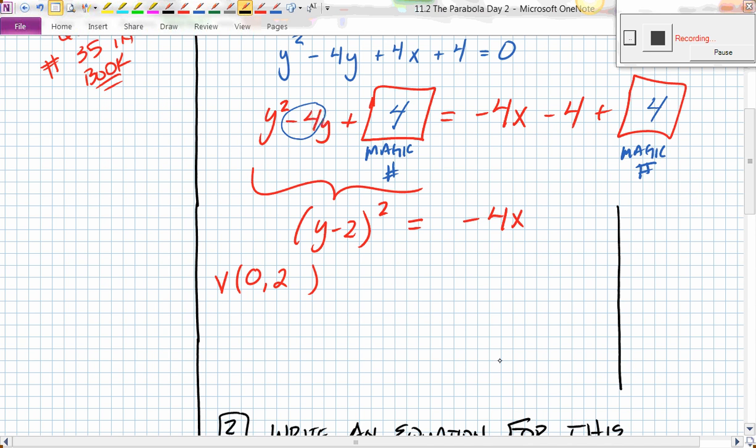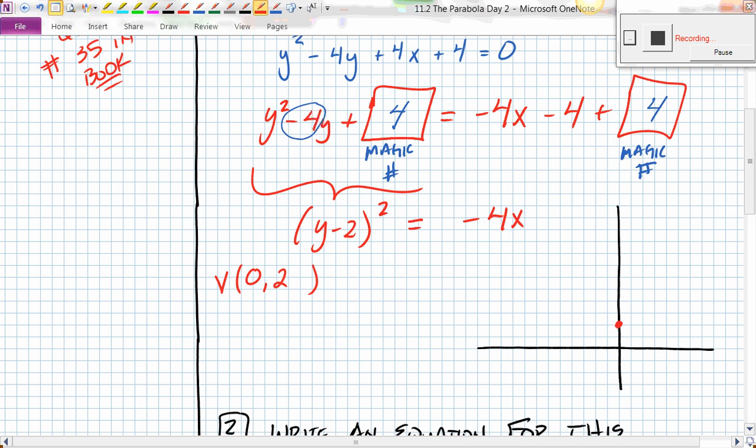Which way does this open, by the way? No, this opens left. How do you know? Because the y is squared and the coefficient is negative. So this opens left. So the vertex is at 0, 2. 0, 2. Here's our vertex.